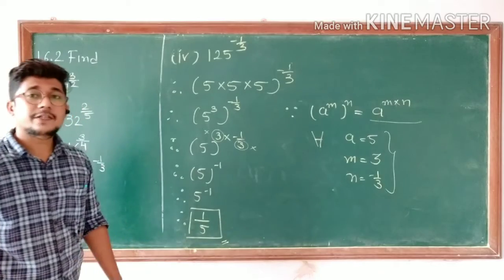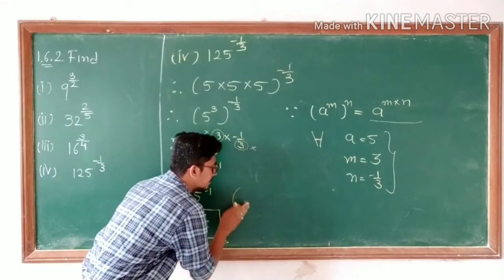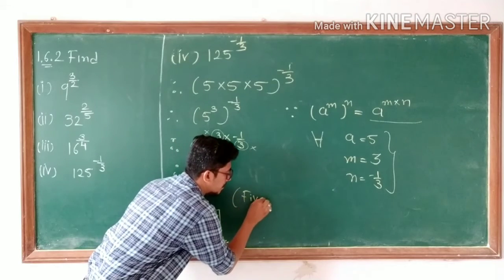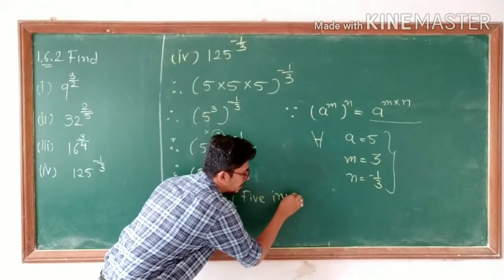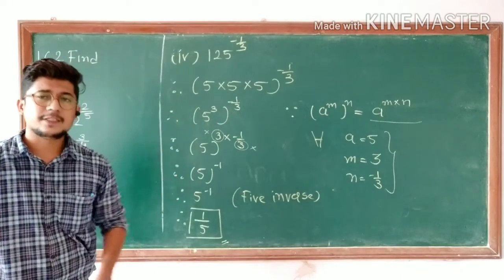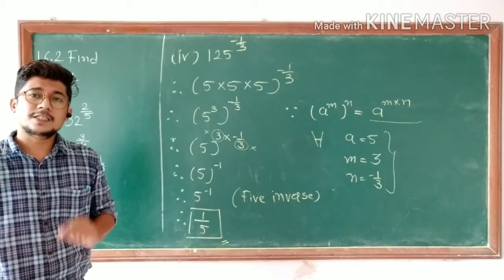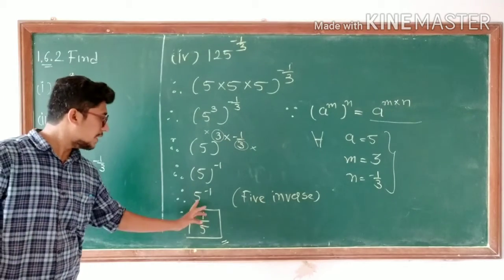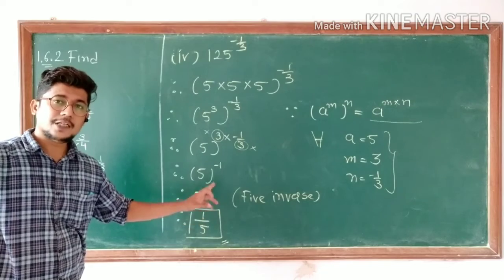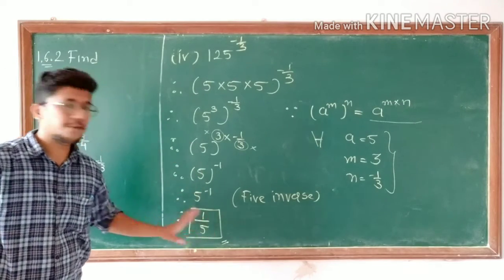It is known as 5 inverse, that means 5 power of minus 1. 7 inverse means 1 upon 7. 6 inverse means 1 upon 6. So that is 5 inverse, 5 power of minus 1. If you have to convert it into the powers, then you have to write 1 upon 5.